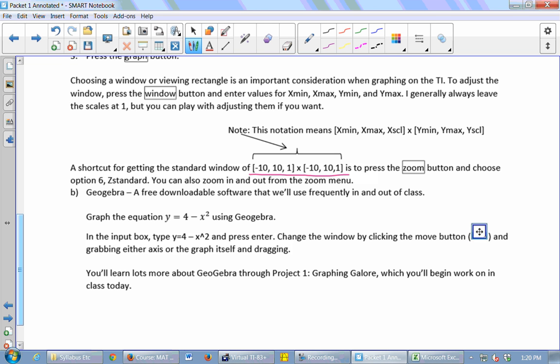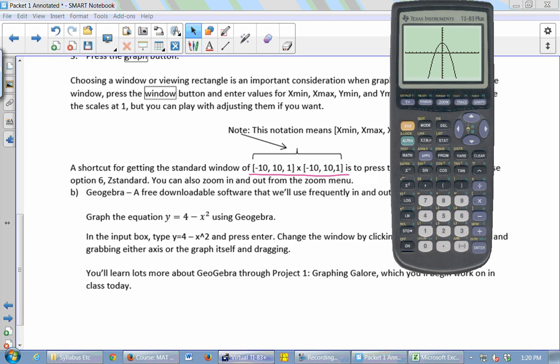The scale is how far apart the tick marks are. So let's look at this one. Each tick mark is exactly 1: 1, 2, 3, 4, 5, 6, 7, 8, 9, 10, right? If I change the scale, go to window, let's say I'll change the scale to 5 on the x-axis, that means I'll only have 2 tick marks. It's going to look the same, it's just that it counts by 5s now, 5, 10. Does that make sense? Okay.